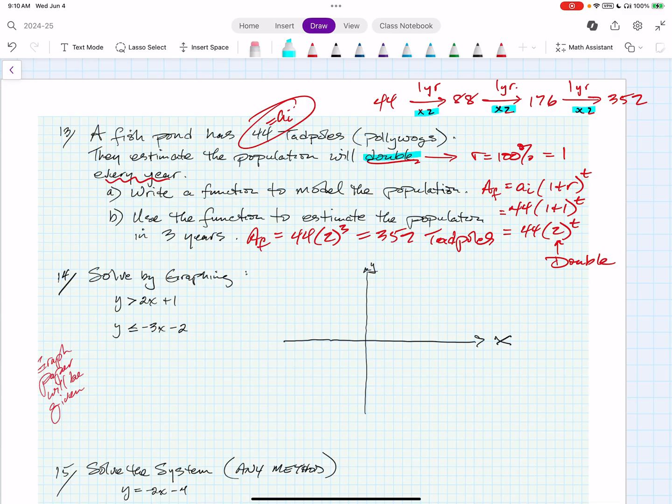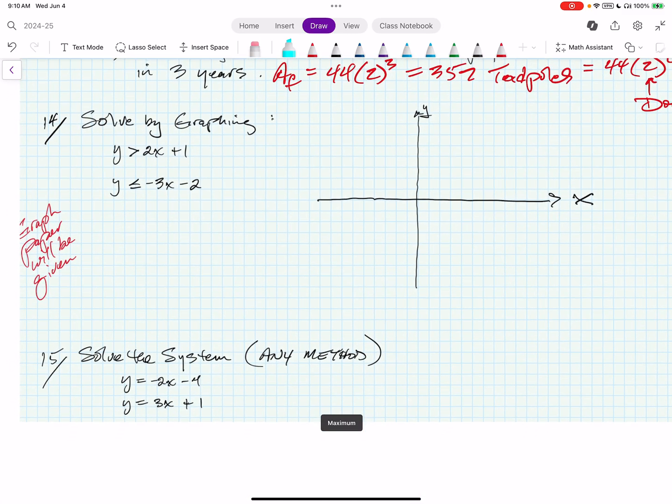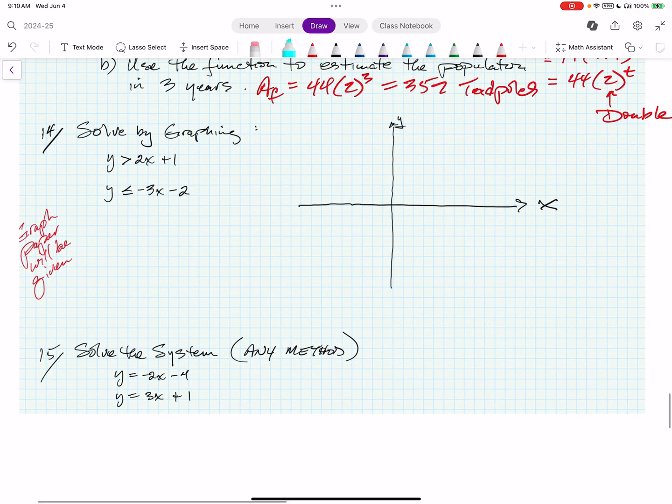Number 14, solve by graphing. Well, believe it or not, they're going to give you some inequalities, and they're going to say, hey, which of these 4 graphs represents your solution? And again, you do not want to guess. All right, I'm going to give you guys some graph paper. You're going to graph it, and you're going to pick the right one. But you have to remember some basics.